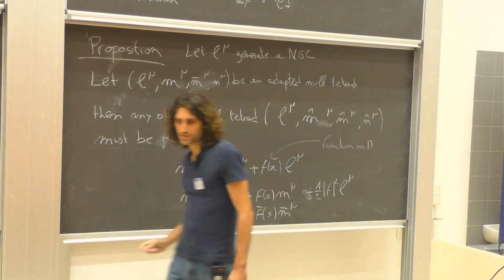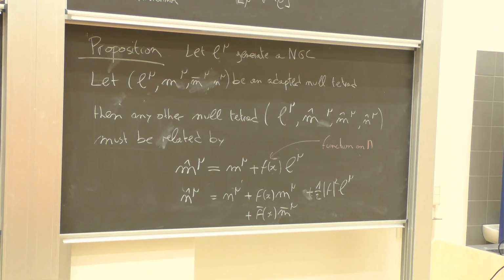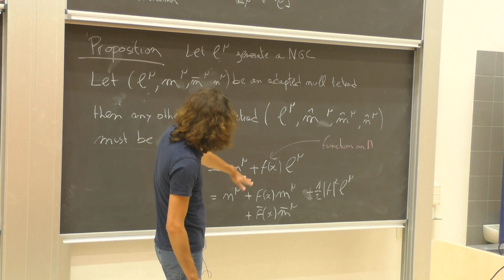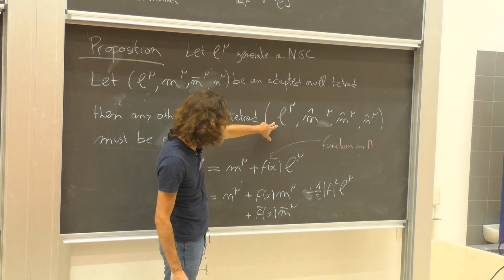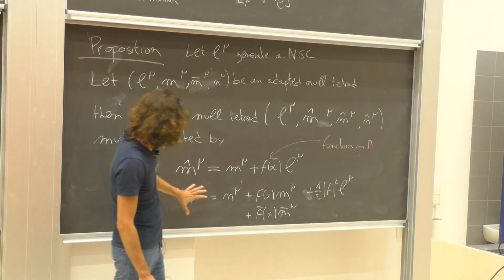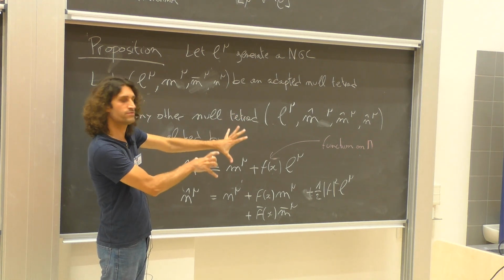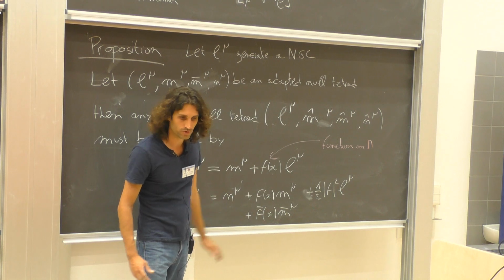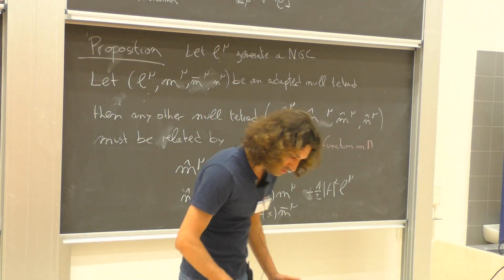But you see that there is not that much freedom in choosing the null tetrad. Once you've chosen L, the tetrad is almost fixed. All you need to choose is M, and there's just one free function in this choice.